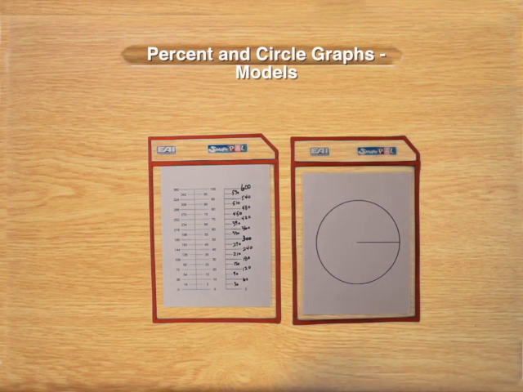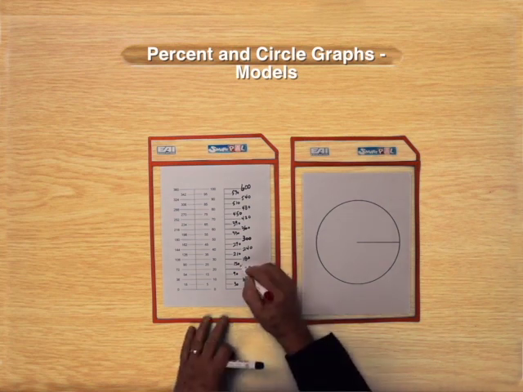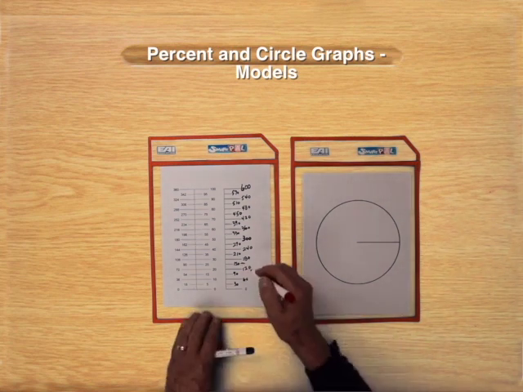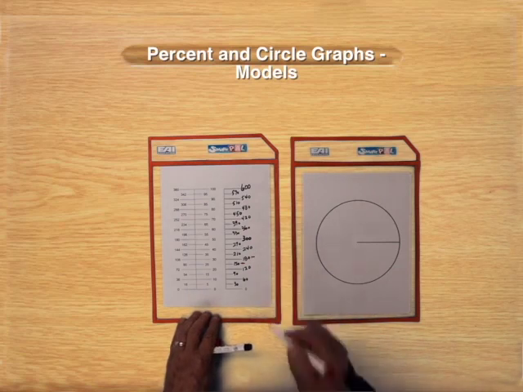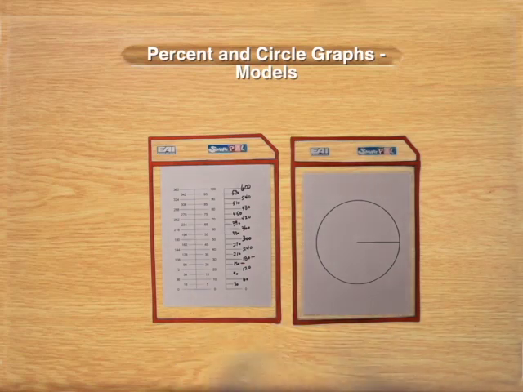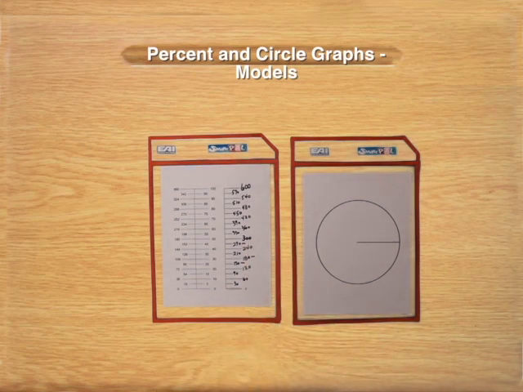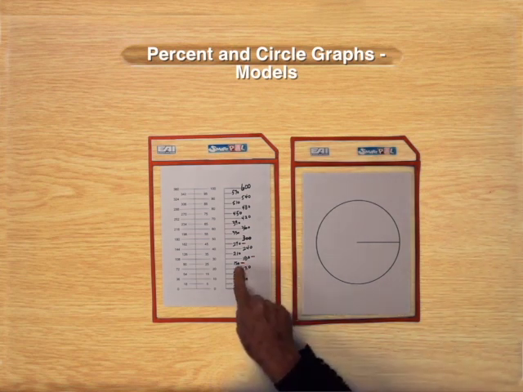So let's suppose that we have 3 people. One of the people made $150 of the profits. Another person made $180 of the profits. And another person made $270 of the profits. And what we want to do is draw a circle graph for these 3 people. So let's take the first one. The first person made $150 in profits.